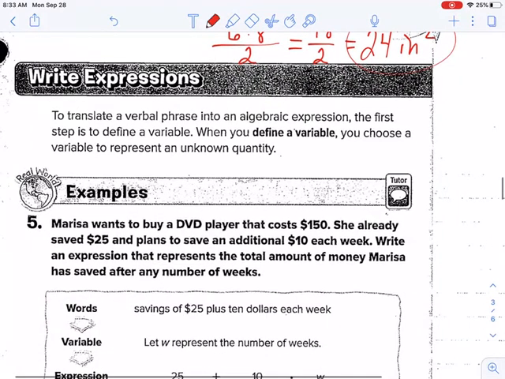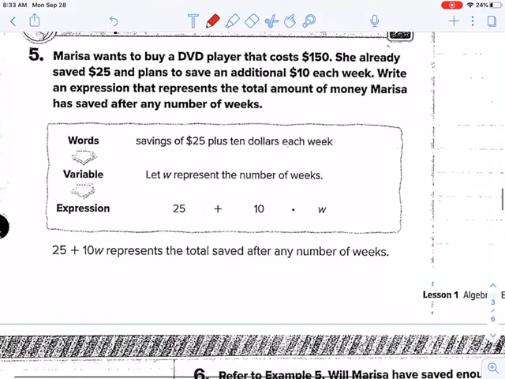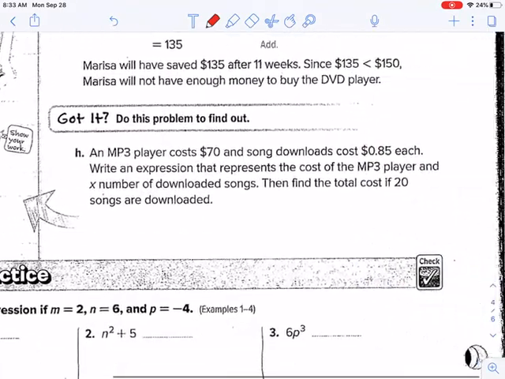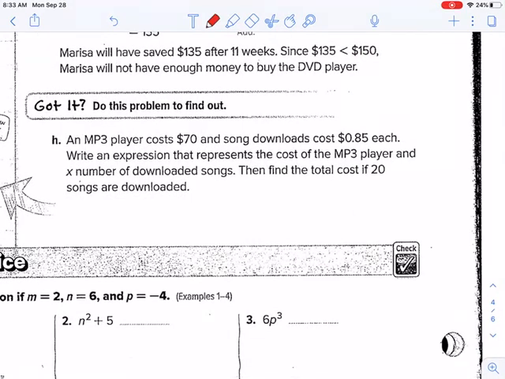All right, the last part of this lesson is writing expressions. You're going to have to define your own variable, and that just means you pick your own variable for whatever your unknown quantity is. So let's go to letter H on the next page there.